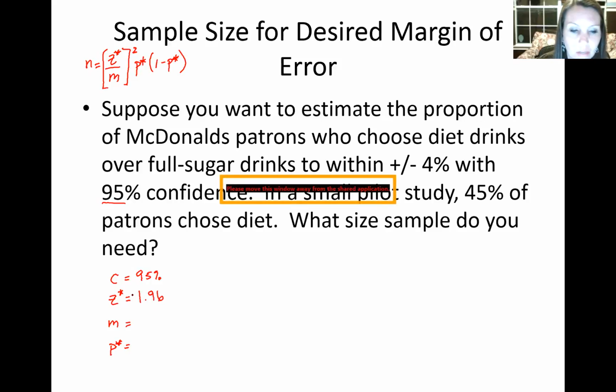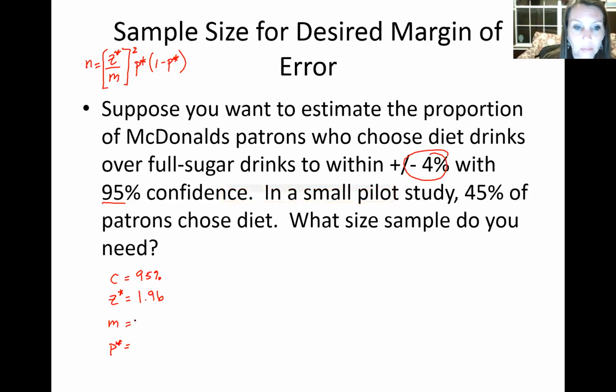And if you forgot what Z star for 95% confident is, if you look on table C, then you look in the column for how confident you want to be and the row for Z star, and it'll have the 1.96 there. Okay, then we have M, our desired margin of error, and it says that we want to guess this to within plus or minus 4%. Now, one of the keys to doing these sample size problems is that all the percentages, when they go into your formula here, they have to be in decimal form. So 4% as a decimal is 0.04.